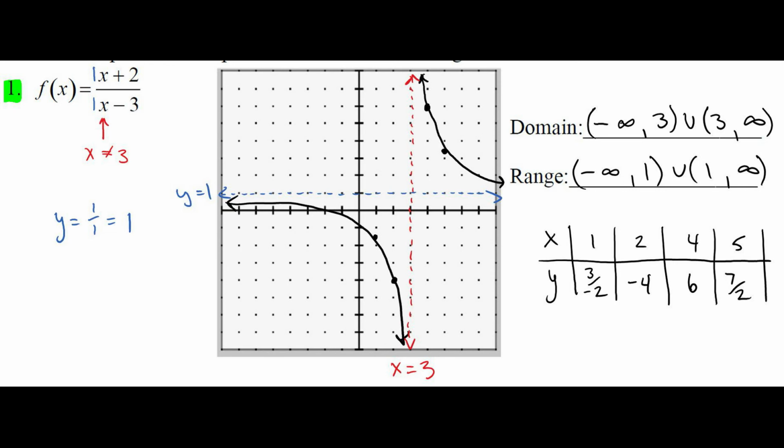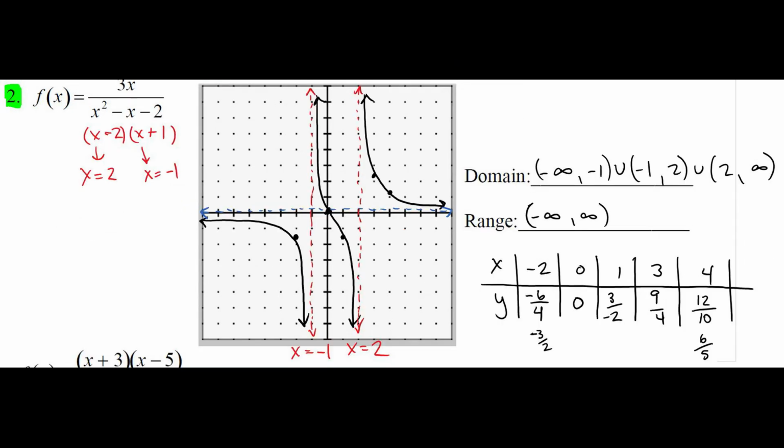Okay, let's look at number 2. Number 2 is similar to what we just did, except there is a trick to this. The trick is you've got to factor out the bottom of this fraction before you even begin. The reason we factor that is because it's a quadratic and it's going to have 2 x's that make it 0. So when I factor the bottom of that, I got x minus 2 times x plus 1.